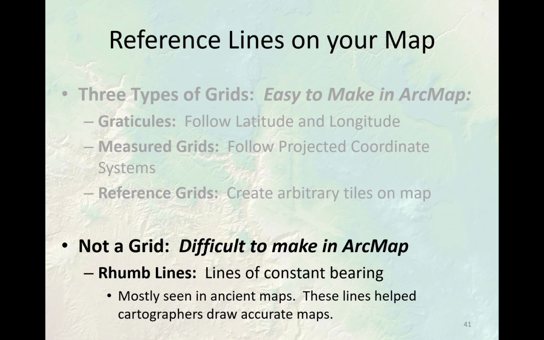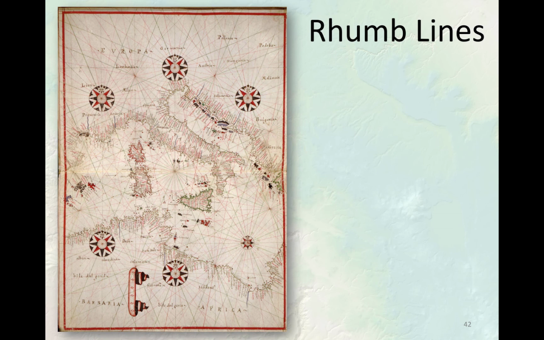There's another type of reference line that you don't really see much anymore. They're called rhumb lines. They're lines of constant bearing, and you mostly see them in ancient maps. And these maps helped ancient cartographers draw accurate maps. The lines themselves and those center points, those circles that you see that the lines come out from, those locations don't really mean anything cartographically. It's not like there's a city or a special location there. These are just sort of random sites on the map the cartographer used to draw from.